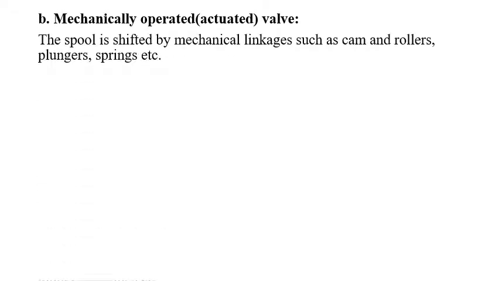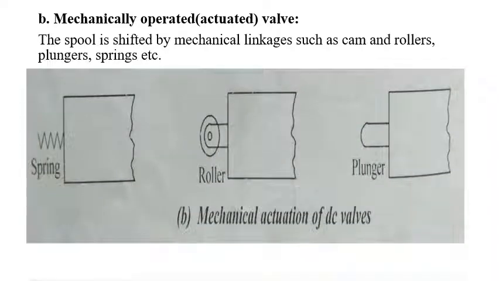And second is mechanically operated. The spool is shifted by using cams, roller plungers, or springs and mechanical linkages. The springs and plungers are most commonly used to provide force for a variety of valve operations. Look at the graphical representation of the mechanically operated or mechanically actuated valves. First one is a spring operated valve, a roller operated valve, and a plunger operated valve.